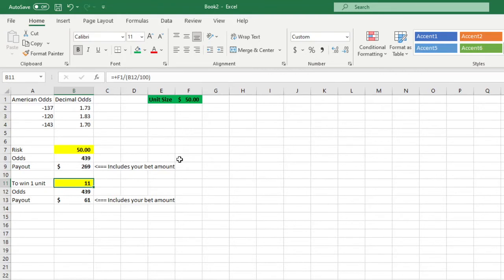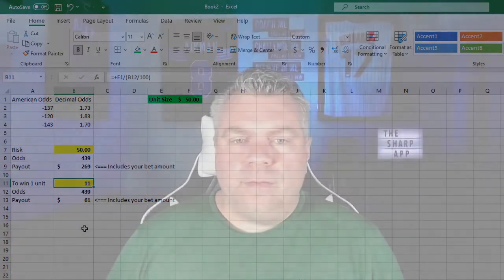So if we were a $50 bettor, a bet like this to win 1 unit would take about $11 worth of risk. Because of those odds, we would get paid back $61, which would be our $50 profit, which is what we are looking for. That's our unit size as a $50 bettor. And we will risk the 11 in order to get that back. We'll get $61 back.